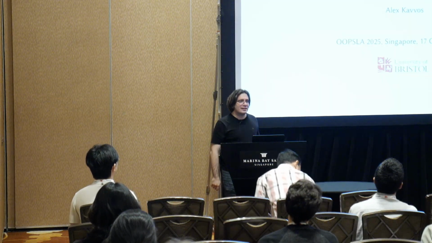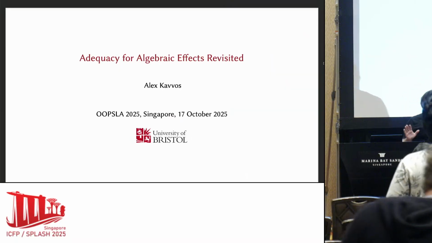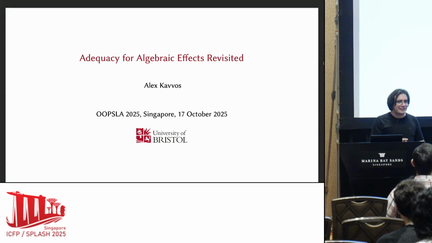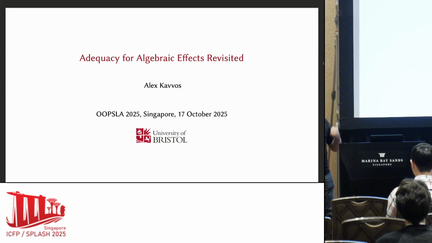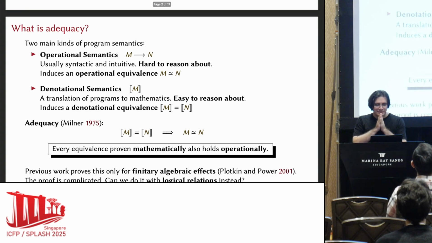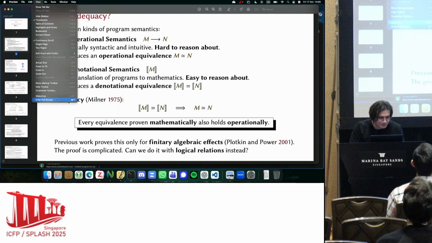Thank you very much. First of all, apologies. This is a talk about denotational semantics, okay? So it's about three things. It's about adequacy, that's clearly a technical thing. It's about algebraic effects, which you might have heard about. And it's revisited, which means someone else has done it before me, but I've done it again, and I'll explain how.